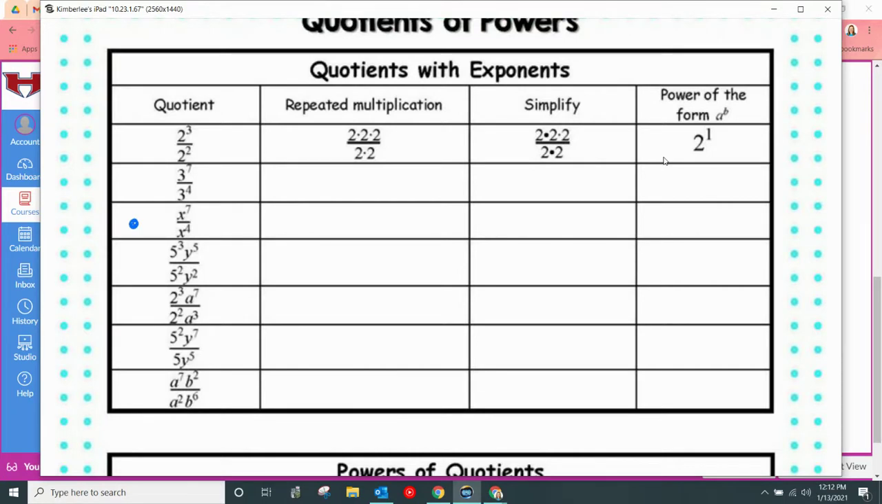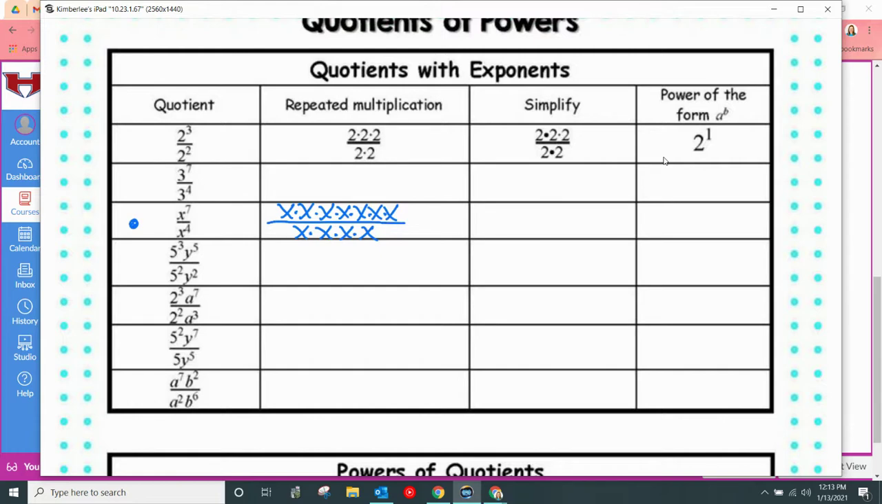X to the 7th divided by x to the 4th. Okay, so x to the 7th means I would have x times x times x 7 times. 1, 2, 3, 4, 5. Okay, I think I got all of them. Divided by x to the 4th. Well, that's x, x, x, x. Now, this column over here that says simplify, I'm not going to rewrite this and simplify it over here, guys. I don't need that column for this problem right here. So if you don't need to use both those columns, that's okay.